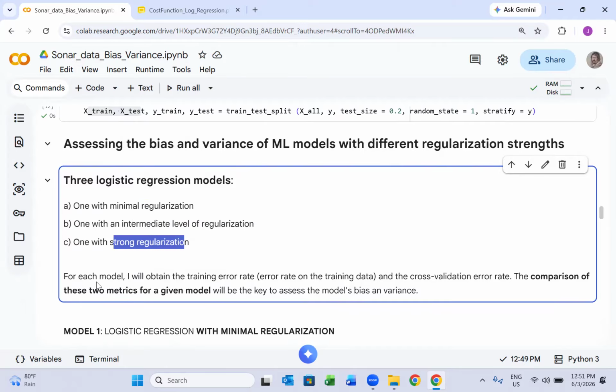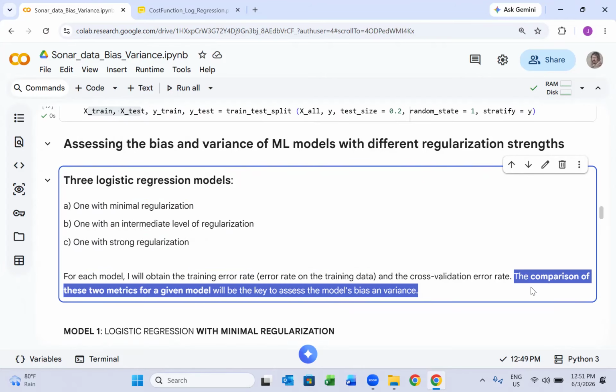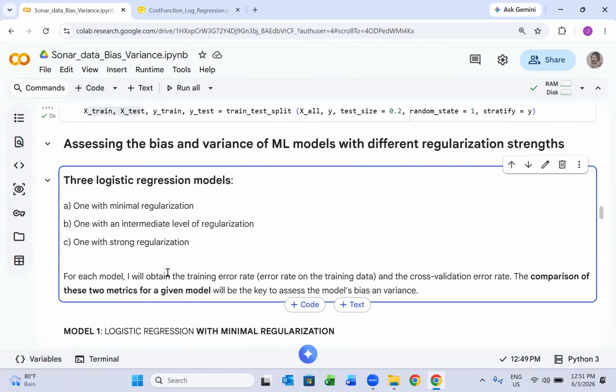And this is very important, guys. For each model, I will obtain 2 metrics: the training error rate, which is the error rate on the training data, and the cross-validation error rate. And this is key, guys. The comparison of these 2 metrics for a given model will be the key to assess the model's bias and variance. So by comparing the training error and the cross-validation error for a given model, I will be able to assess the presence of either high bias or high variance. All right, so let's go ahead and train model number 1.